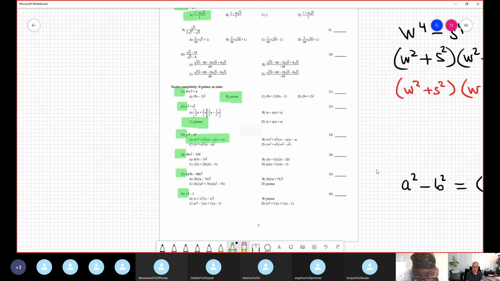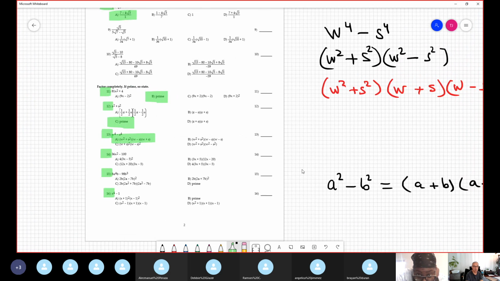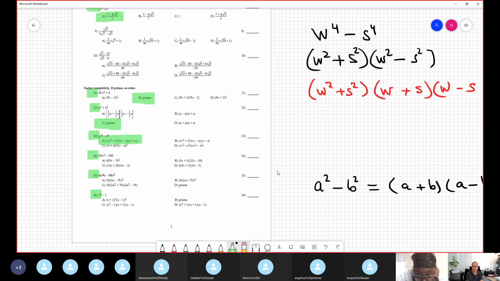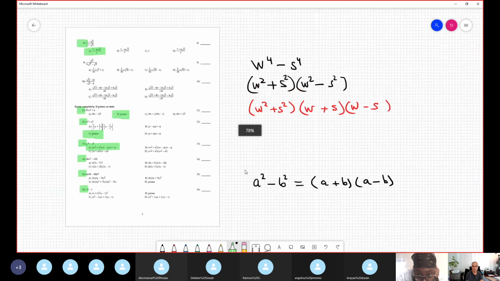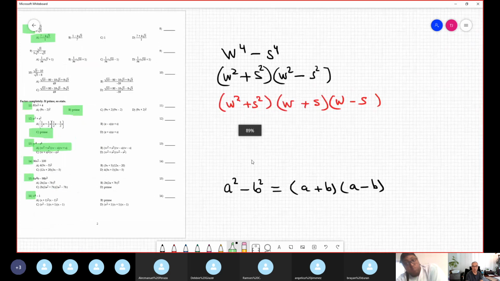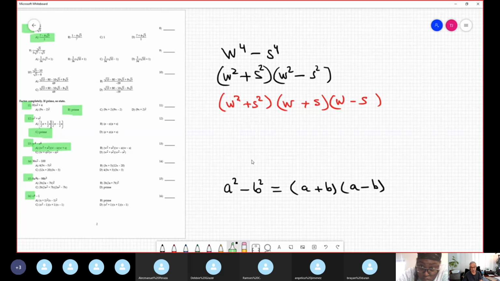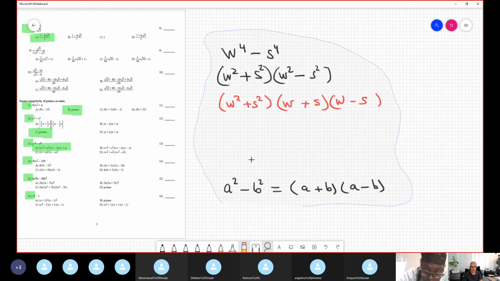Okay, so let's dedicate the rest of the time to doing 14, 15, and 16. It's the same thing. How do you feel about factorization? Next time we cover trinomials. Trinomials are the most complicated. Binomials are easy, trinomials are more complicated.